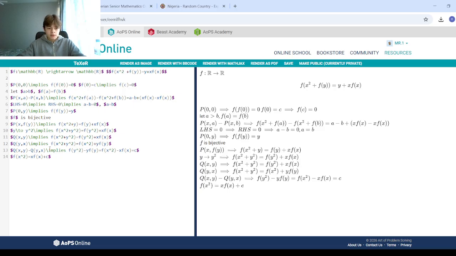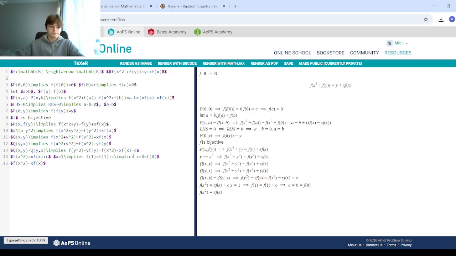Okay, and actually this c is the same as this, because if we put x equal to 1, we get f(1) = f(1) + c, which implies that c is equal to 0, which is also f(0), and we know that f(0) is 0. So we also know that f(x)² is equal to x times f(x).